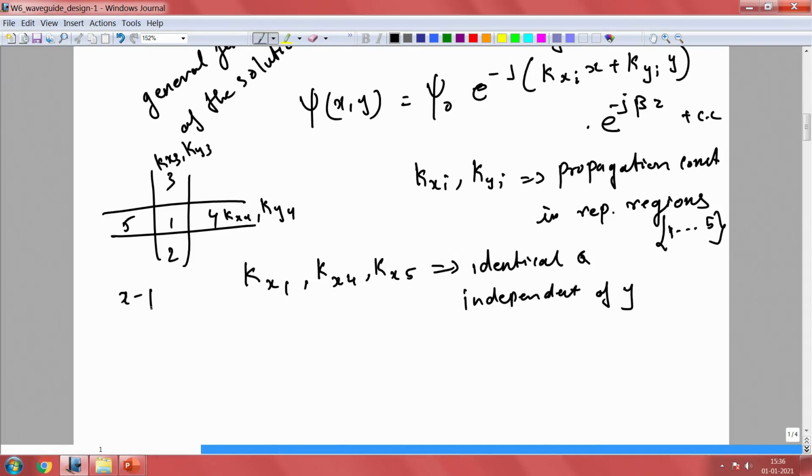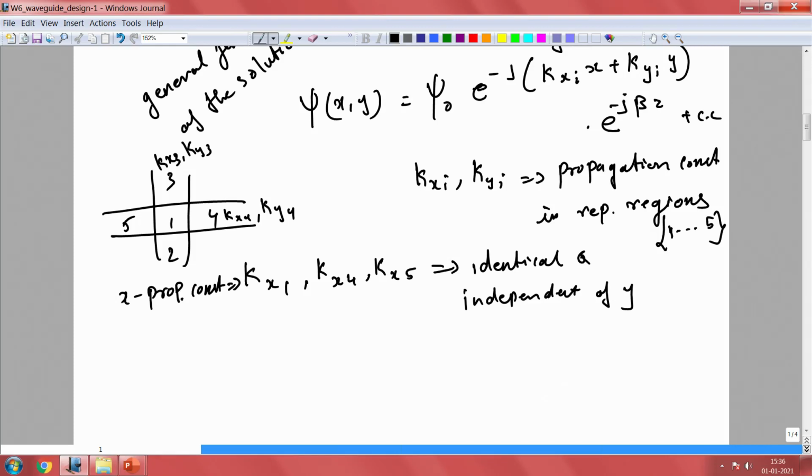So, this is the x propagation constant. Similarly, you can do it for y as well. This is something you should keep in mind, because the wave is distributed between 1, 4 and 5, right.